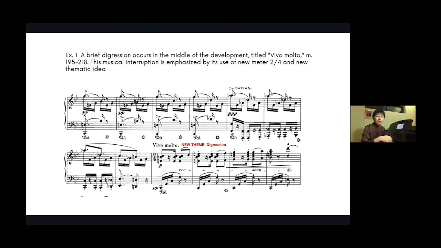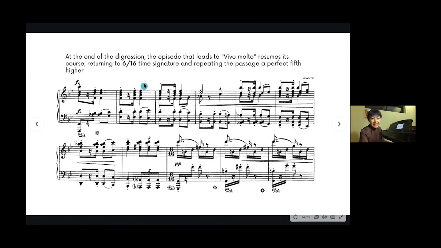Totally new. Suddenly this meter just comes up. This is the digression. This is what we mean by digression. And at the end of the digression, when this motive keeps modulating, of course, it repeats itself and modulates, then this passage comes back. Here we have 6/16, so it goes back to the passage before the digression, back to the main plot. When you hear that, you know you're going back to the main plot.